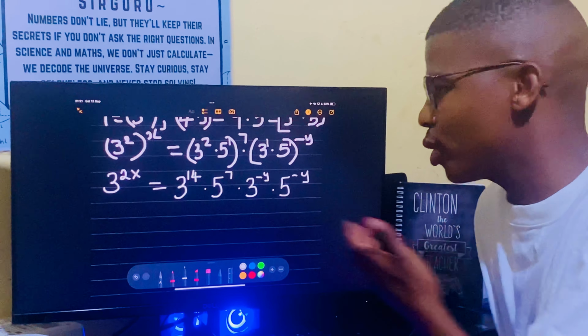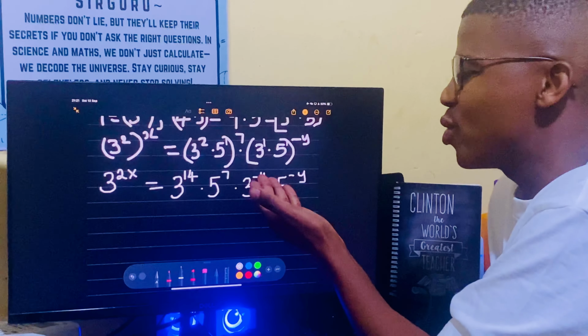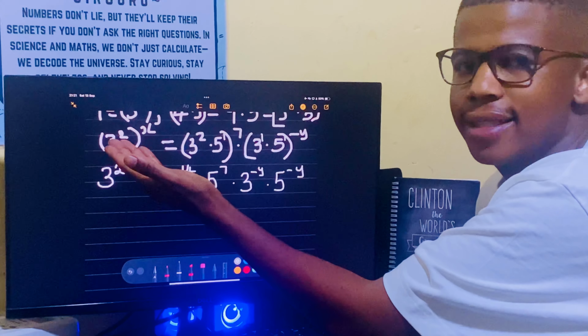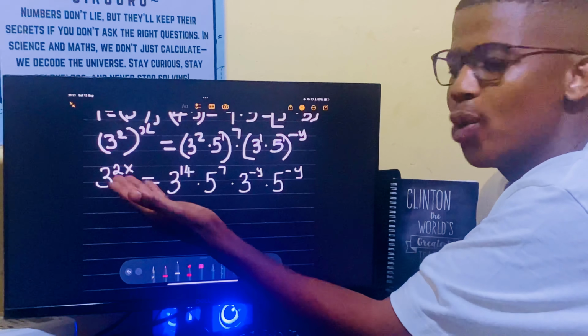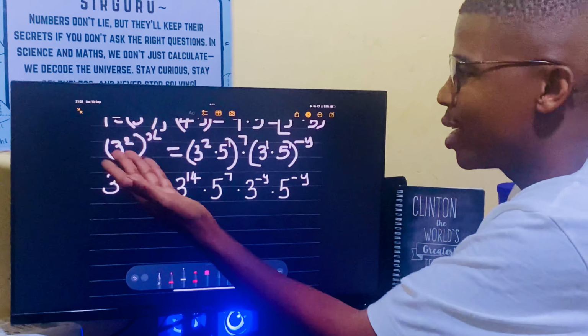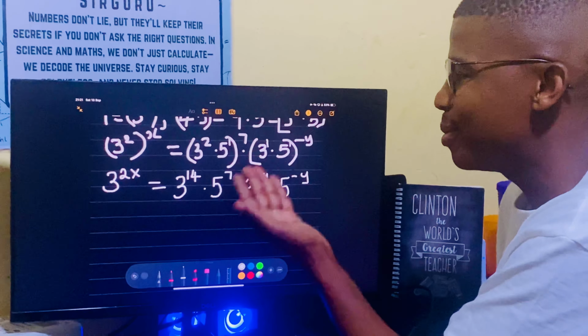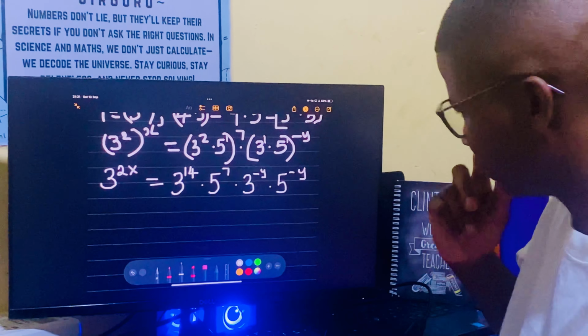Right, ladies and gents, I'm sure you saw how I got my new exponents. I just multiply the inside exponents with the outside. You always obtain your new exponents, and you keep your bases the same. All right, let's go on now.